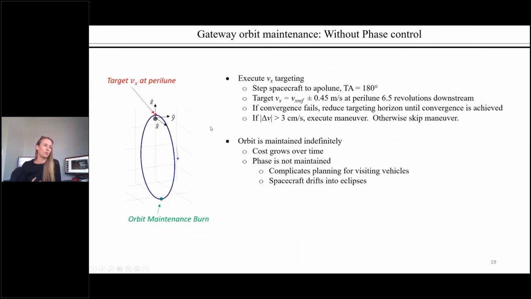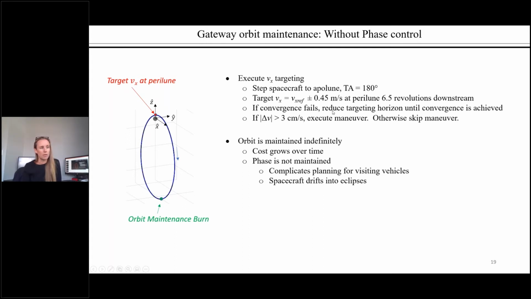Okay, so before we do that, this is the simple algorithm without phase control, where we target only the single component of the baseline trajectory, the x component of rotating velocity. So I'll go through this first and then talk about how we augment it in order to achieve phase control. So without phase control, we schedule an orbit maintenance burn at apolune, and we target Vx at perilune 6.5 revs downstream within a tolerance, right?